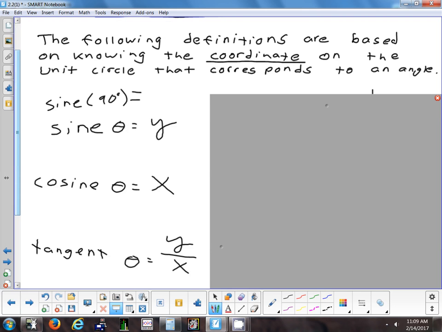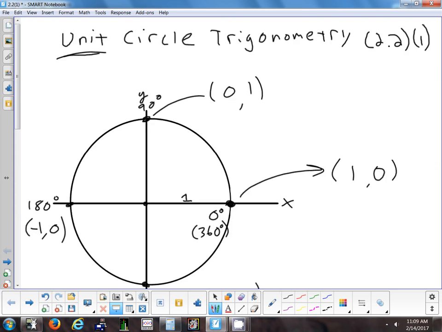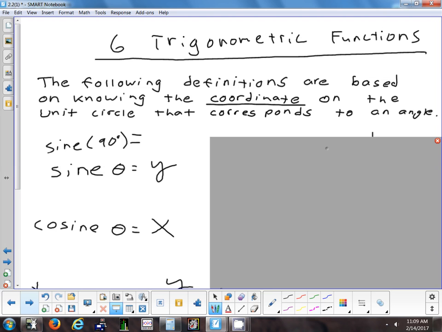Okay, so if I said the coordinate for 90 degrees is (0, 1), what's the y value in this coordinate? 1. So if you wanted to know the sine of 90 degrees, all you have to know is the y value of the coordinate. So the sine of 90 degrees is 1.